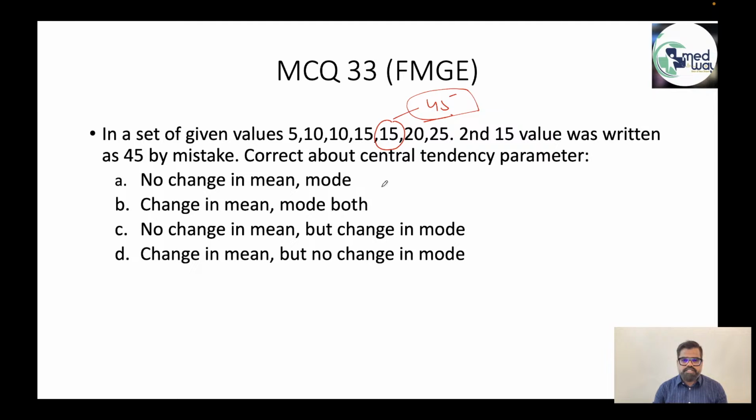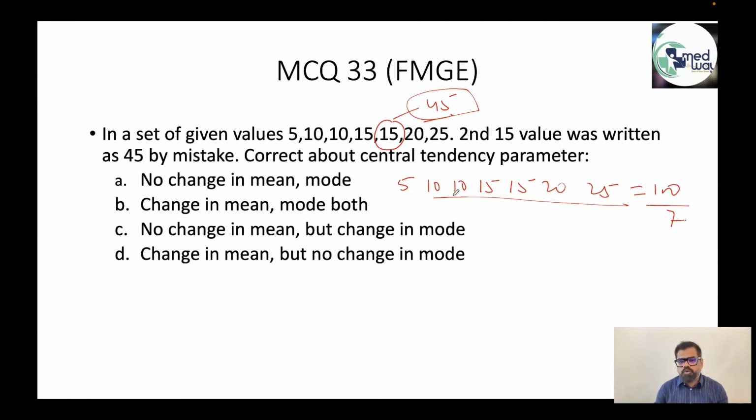So there are two things. First is 5, 10, 10, 15, 15, 20, 25. If we add these: 20, 25, 40, 55, 75, 100. So 100 divided by how many numbers are there? 1, 2, 3, 4, 5, 6, 7. Okay, so 100 by 7 is my mean.